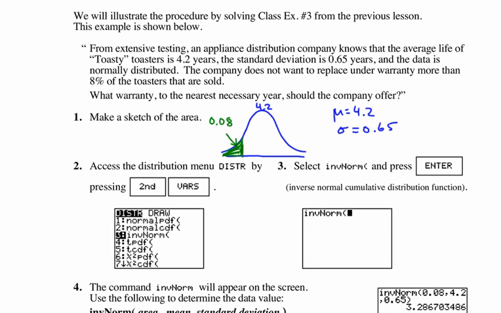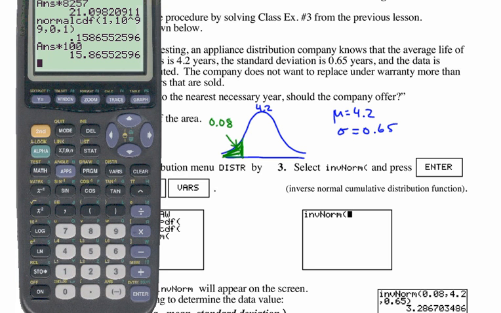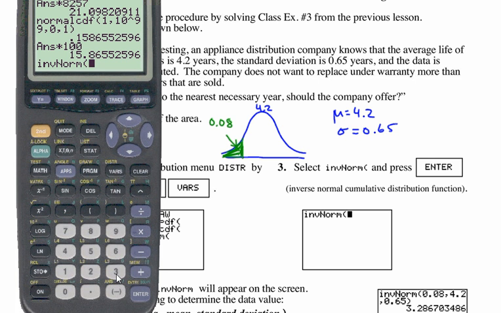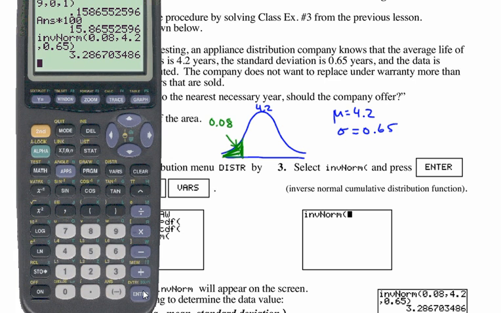So how does it give us our score? Well, inverse norm is very similar in that you need to know your mean and standard deviation. Inverse norm is in the same location, second VARS, except it's number 3. So with inverse norm, we put in our area. Our area is 0.08, comma, the mean is 4.2, and the standard deviation is 0.65. That means that 3.28 years is at 8%.